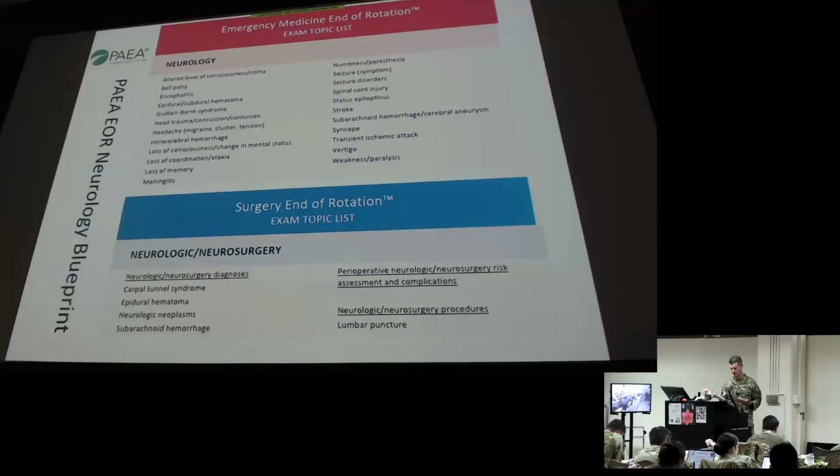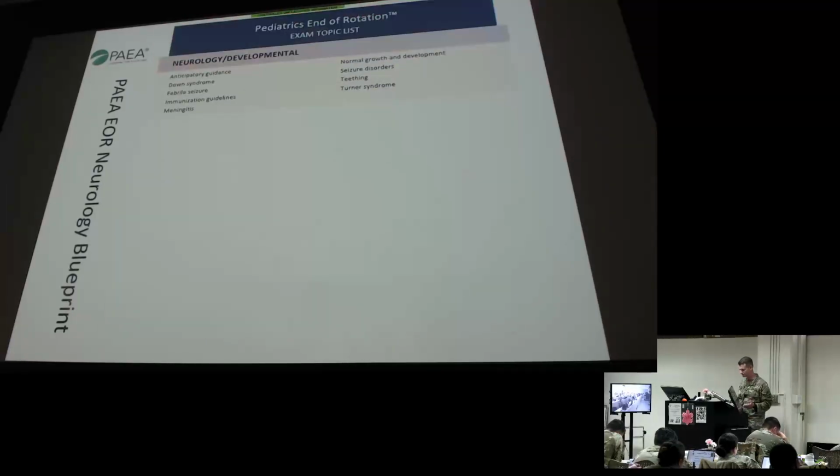But again, carpal tunnel syndrome, epidural hematoma, neurologic neoplasms, all those are bread and butter things for neurology. And then lastly, pediatrics has like one or two weird ones in there. We kind of combine neurology and psych in a few of these ones.